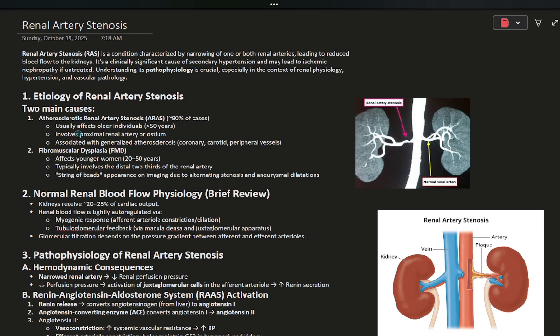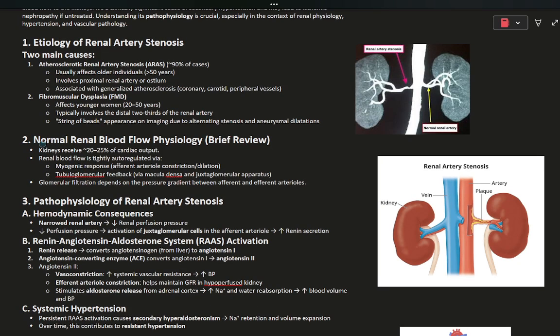Another cause of renal artery stenosis is fibromuscular dysplasia. Now, fibromuscular dysplasia affects younger women ranging from 20 to 50 years old. This time, it typically involves the distal 2/3 of the renal artery. And on imaging, you can see the string of beads appearance due to alternating stenosis and aneurysmal dilatations. So, here's just an image of a finding of renal artery stenosis for your reference.